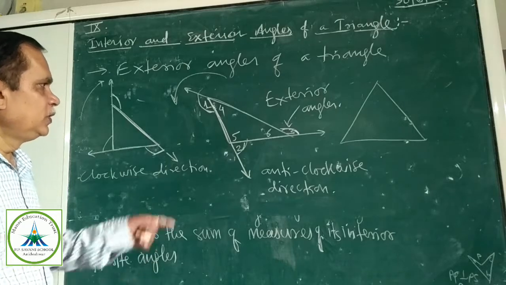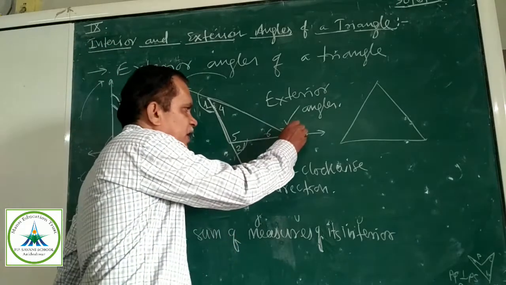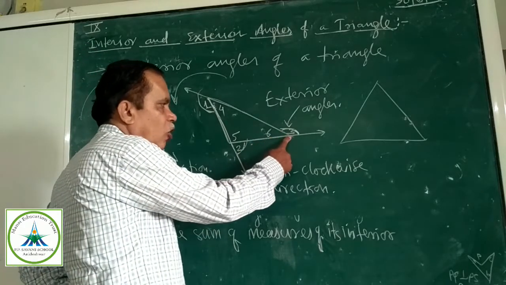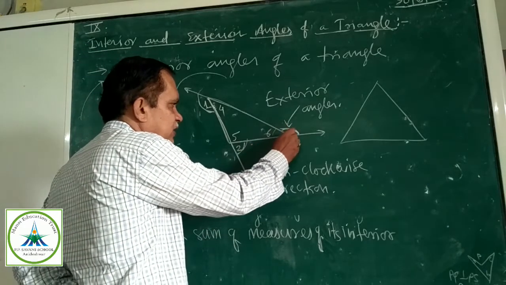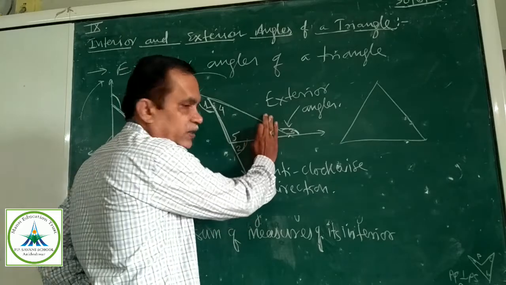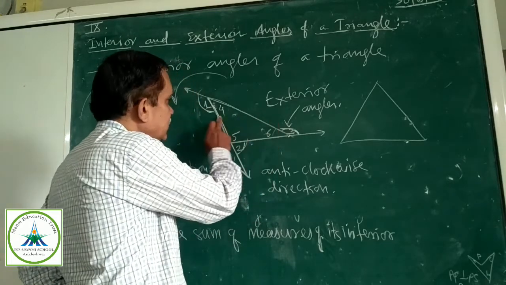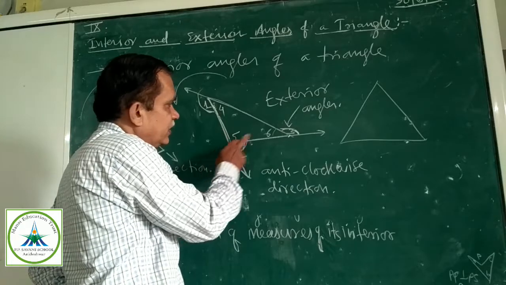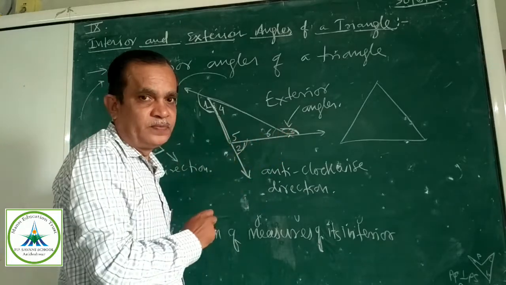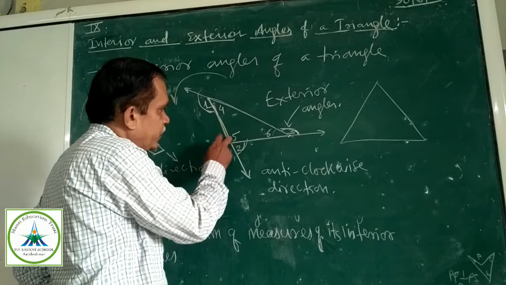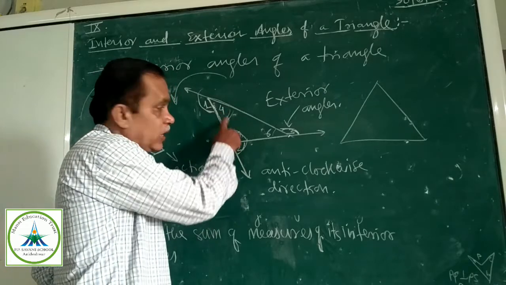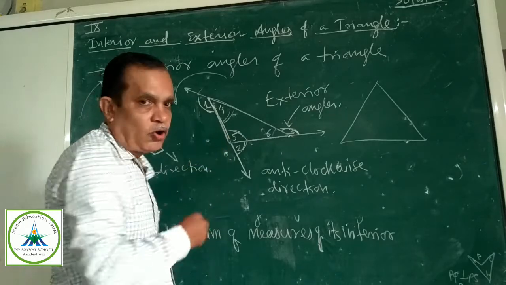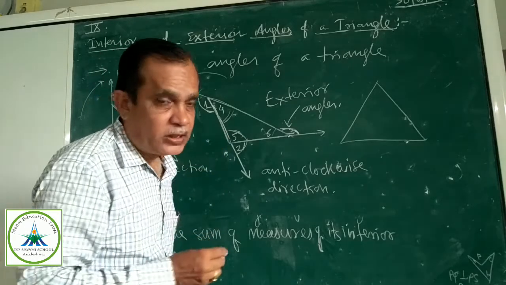Now see students, look here. If I am taking 3 as one exterior angle, then along with this, this angle has the same common vertex. We will not take this interior angle 6. This angle 4 and angle 5, these angles and this angle 3, they have a relation. So angle 4 and angle 5 are called interior opposite angles of angle 3.